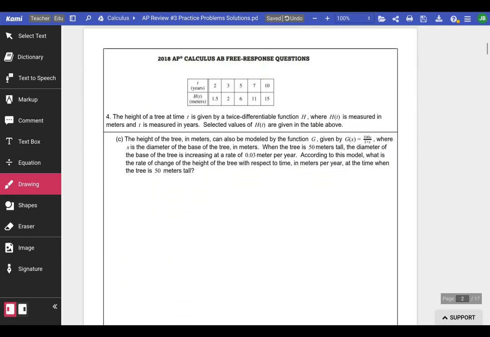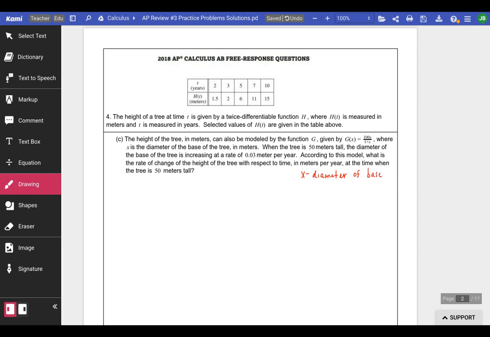All right, the last part to this, there was another part, but we cut it out because it went along with Unit 8. So the last part for us says the height of the tree in meters can also be modeled by this function g with this equation, where x is the diameter of the base of the tree in meters. So I'm going to make a note here just to keep track of my variables. X is the diameter of the base.